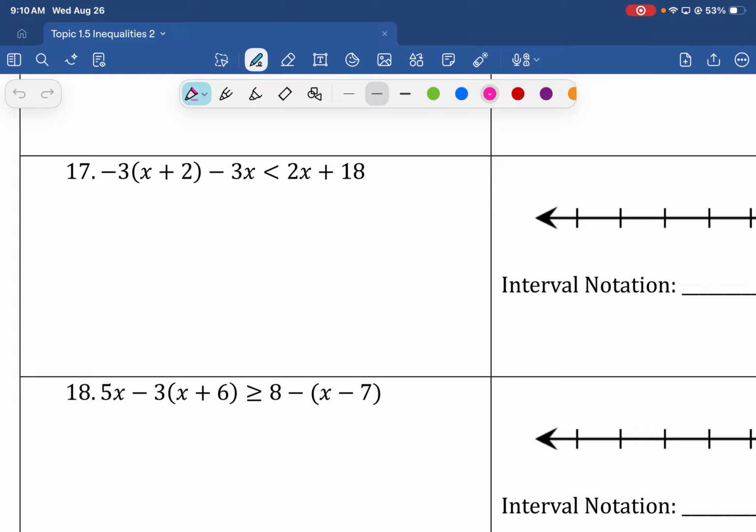Now, x is greater than negative 3. So which way does that go? To the right or to the left? To the right. Okay, if x is bigger, it goes to the right. If x is smaller, it goes to the left. Okay, now we're going to do our interval notation.